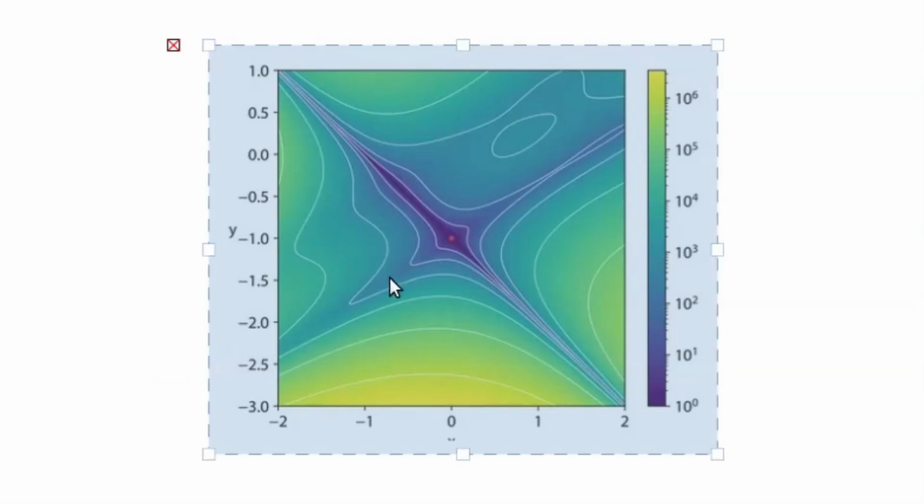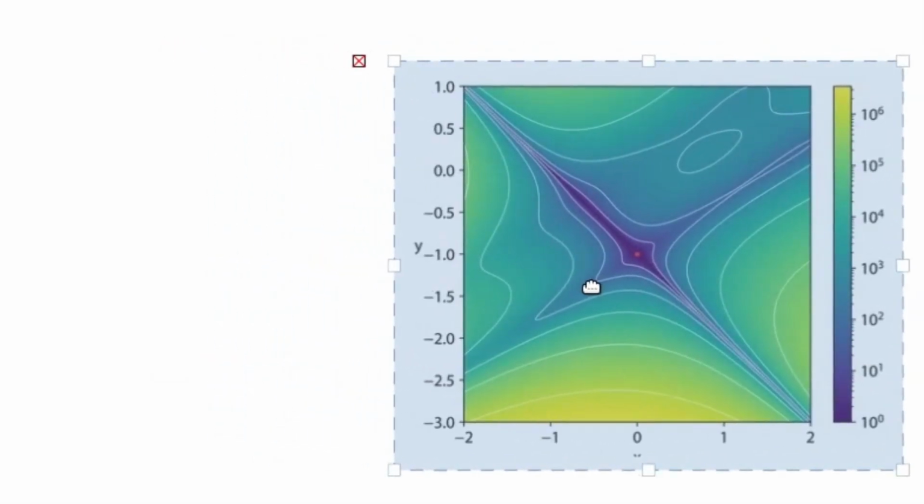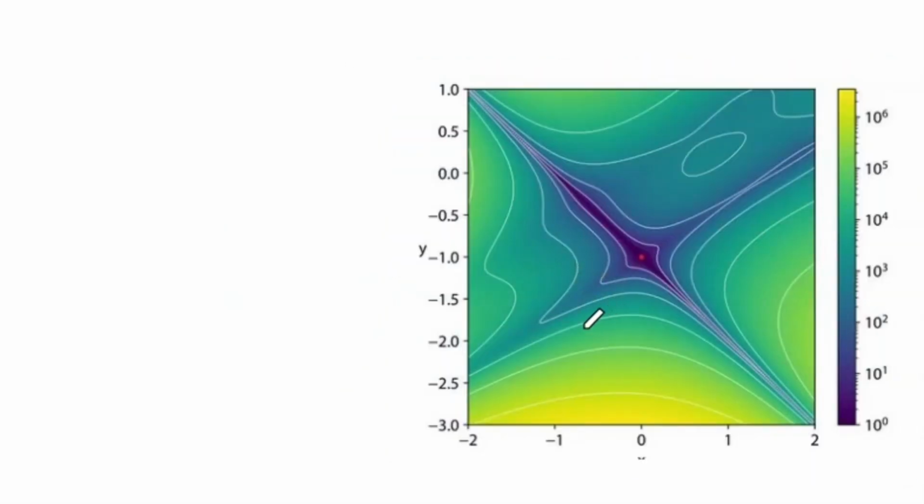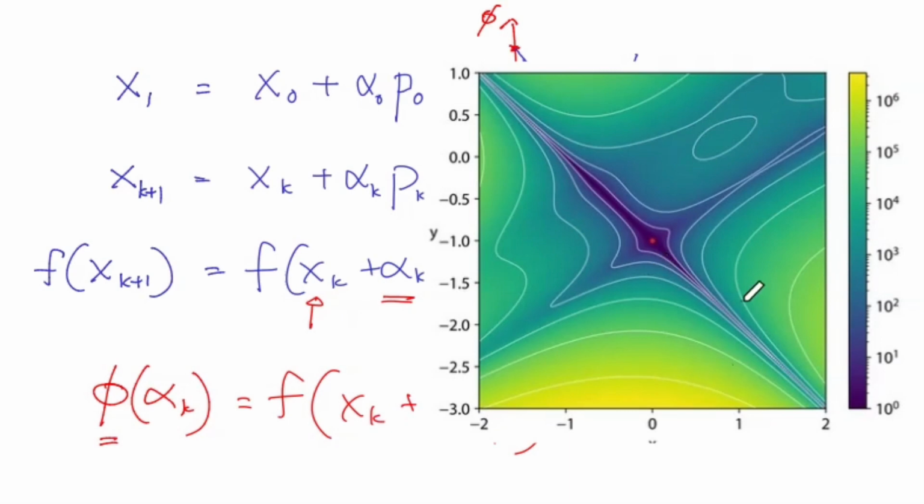When you have a function with a contour like this, let's say you are standing here, and you move towards this direction. The graph can be something more complicated compared to this one.